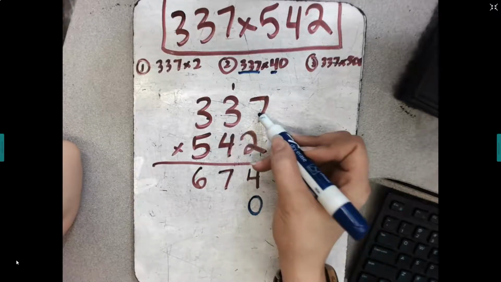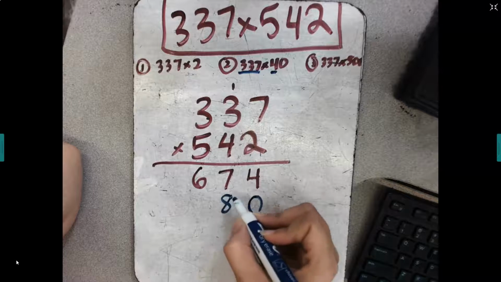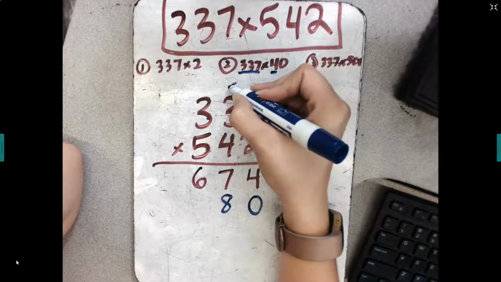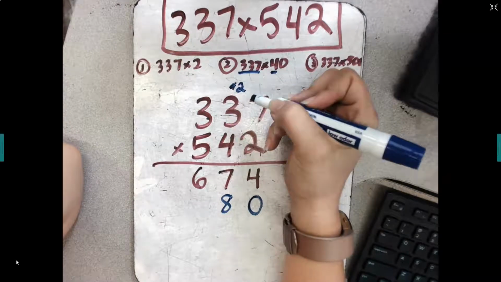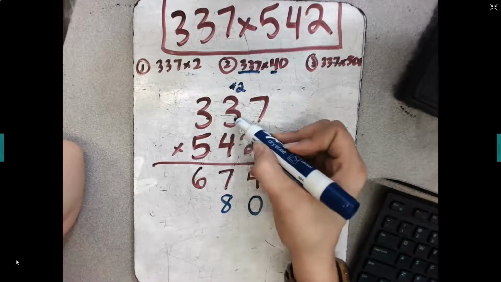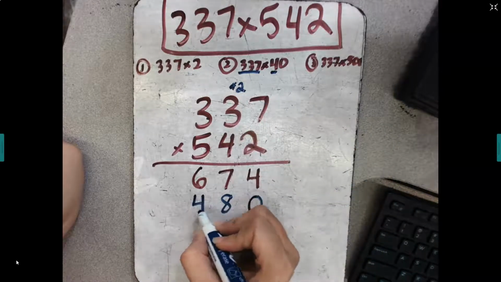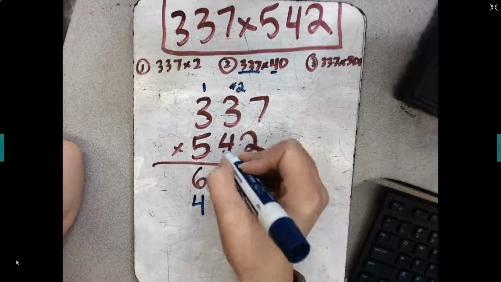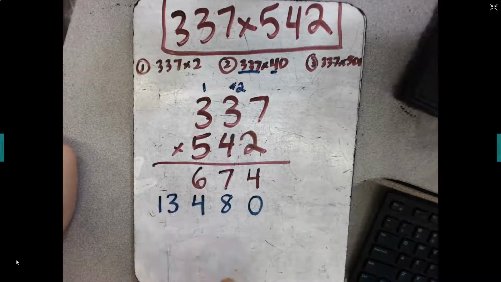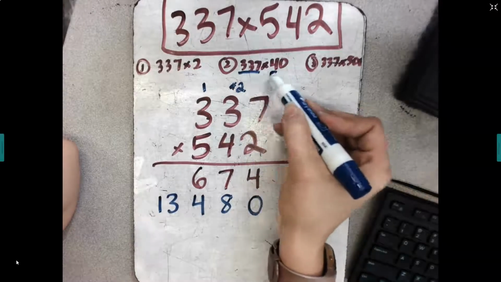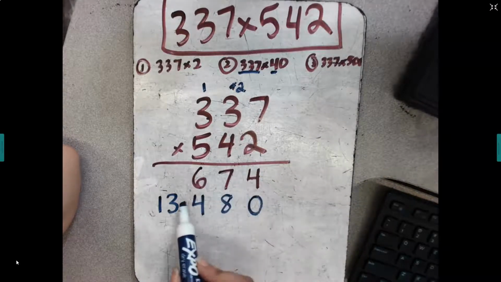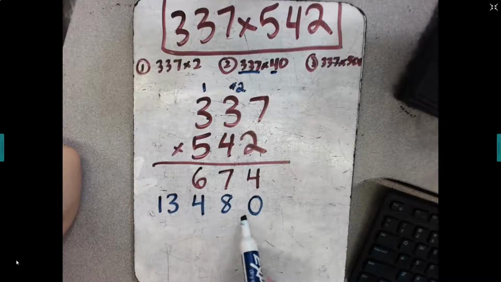So let's start. 4 times 7 is 28. I write my 8, I carry my 2. This 1 is left over from the last one, so I can cross it off or erase it and write the 2 instead. Now I have 4 times 3 is 12, plus 2 is 14. Carry my 1. Now I have 4 times 3 is 12, plus 1 is 13. Okay, so this is my second partial product. So this is 337 times 2. This is 337 times 40.